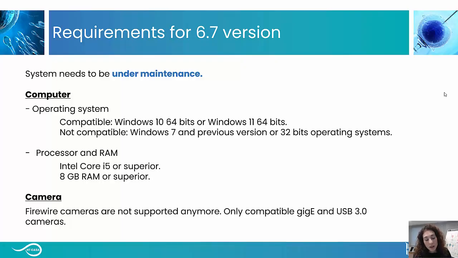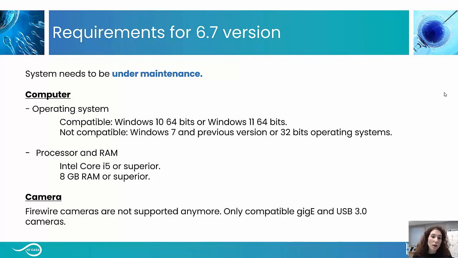In terms of hardware, the computer needs to have Windows 10 or 11, 64 bits. As I said before, Windows 7 is not compatible because it is obsolete. Concerning the processor and the RAM, we need at least an Intel Core i5 or superior and 8 GB of RAM or higher. Finally, concerning the camera, FireWire cameras are no longer supported, so only Giga Ethernet or USB 3.0 cameras will be compatible with this version.